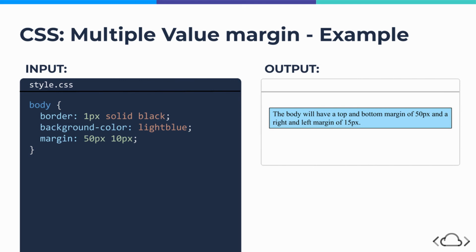Here's an example of a margin using 2 values. The top and bottom creates a space of 50 pixels, and the sides are a space of 10 pixels.